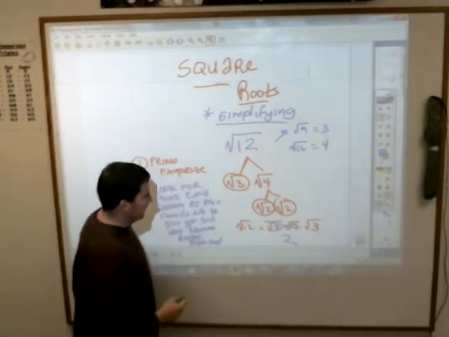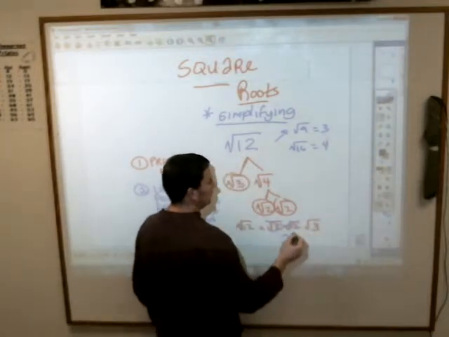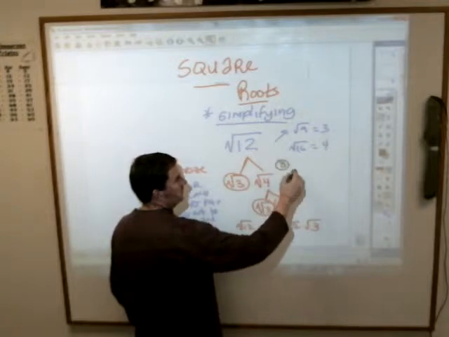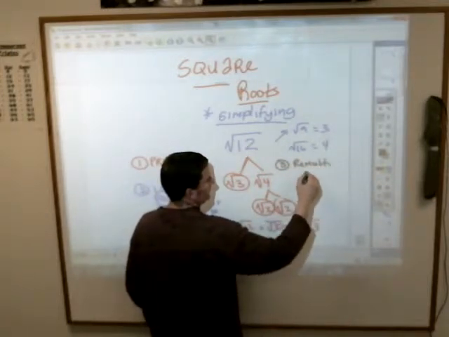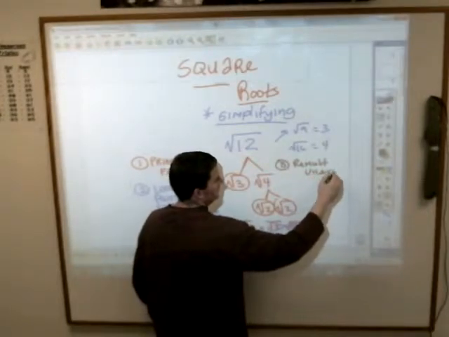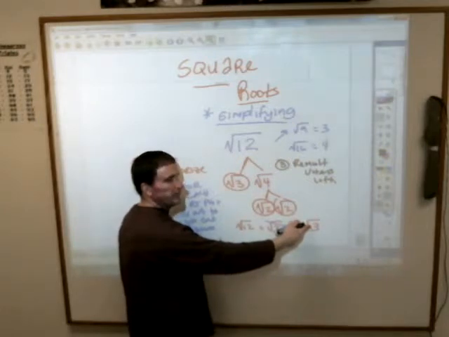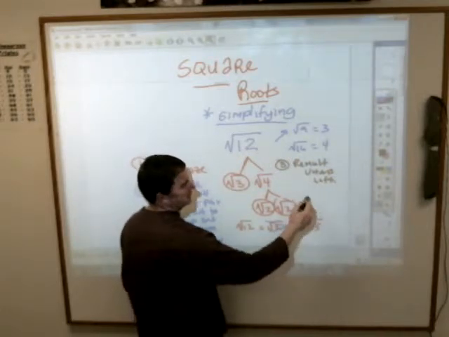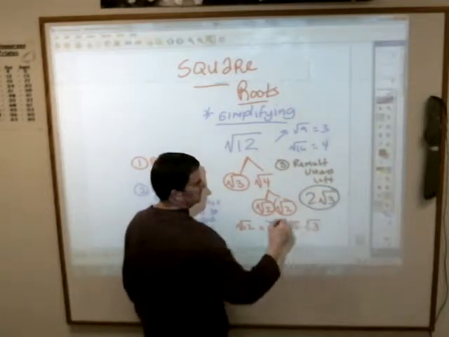Now what happens after that is, if the square root of 3 doesn't have a little buddy, step number 3 is you just remultiply what's left. Okay, and you can't multiply 2 times 3 because they're not like things. You just end up with 2 times the square root of 3 as your answer.